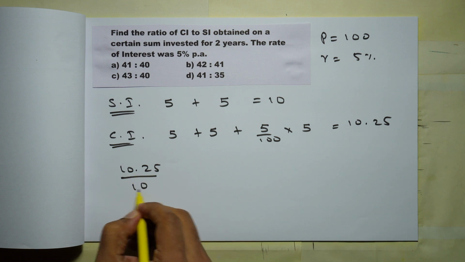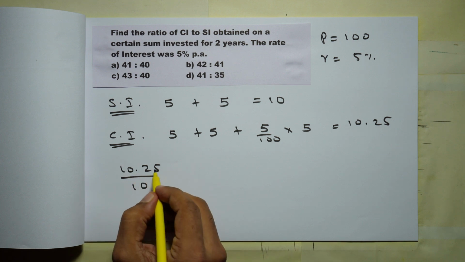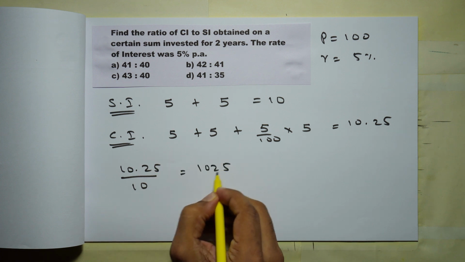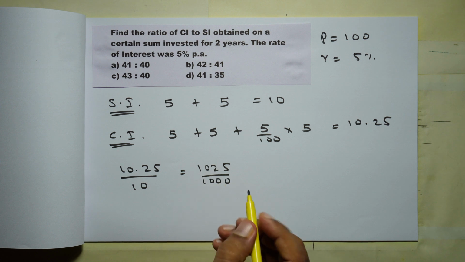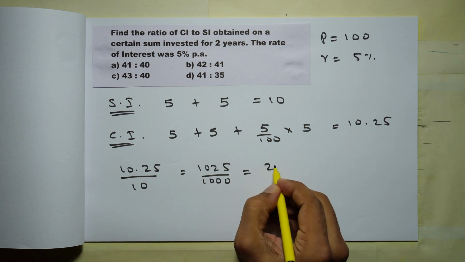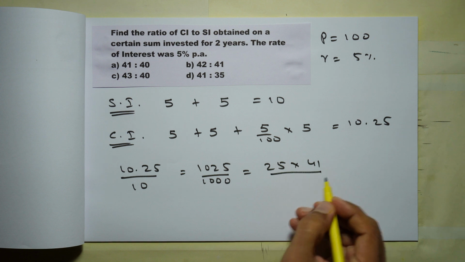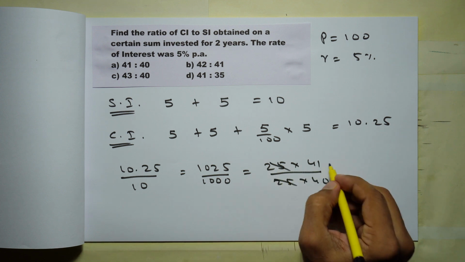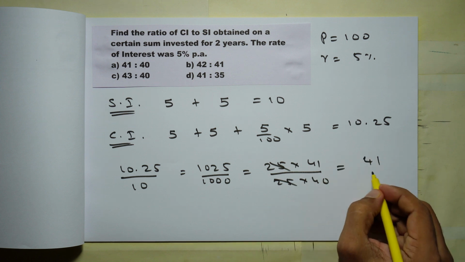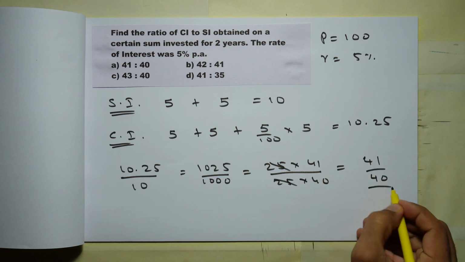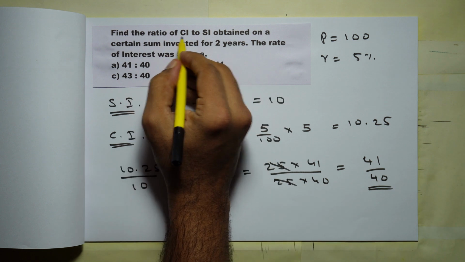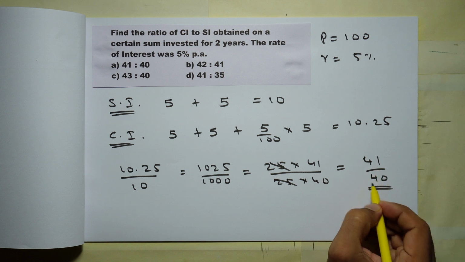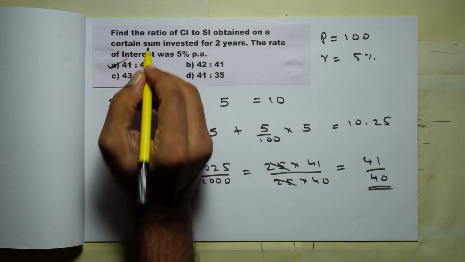Now to find the ratio in numbers, we will multiply both numerator and denominator by 100. So there will be 1025 by 1000. 1025 is 25 into 41 and 1000 is 25 into 40. 25 and 25 will cancel out. So you will get the ratio as 41 is to 40. So the ratio of compound interest to simple interest for 2 years is obtained as 41 is to 40. That is option A.